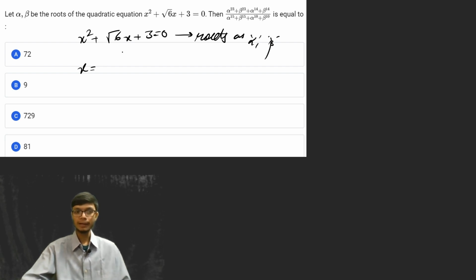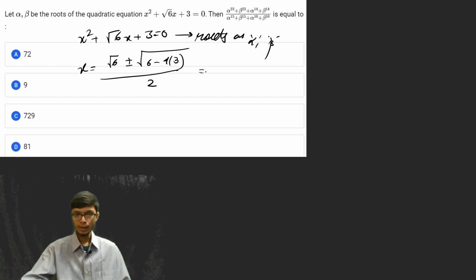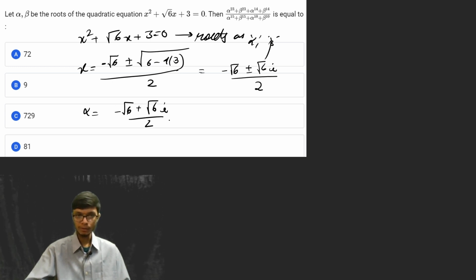Let me apply the quadratic formula, and you will get minus root 6 plus minus root under 6 minus 4 into 3, divided by 2. Sorry, minus over here. So the roots are minus root 6 plus minus root 6 iota by 2. That is basically alpha and beta. Now, I express alpha as minus root 6 plus root 6 iota by 2, and beta as minus root 6 minus root 6 iota by 2.